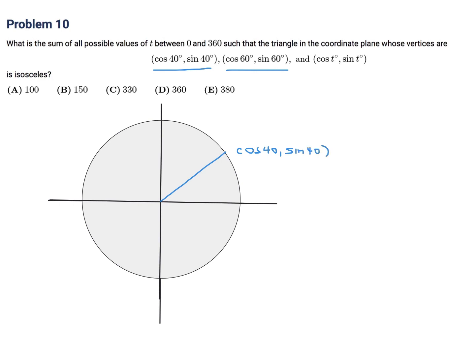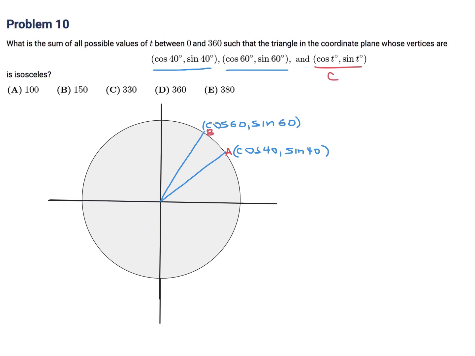I'm assuming you guys know how to plot these. If you don't, just review it. It's actually pretty straightforward. And then cos 60, sine 60 is approximately there. And there you go. We'll call this guy A. And we'll call this one B. Okay? And then this one we'll call C.